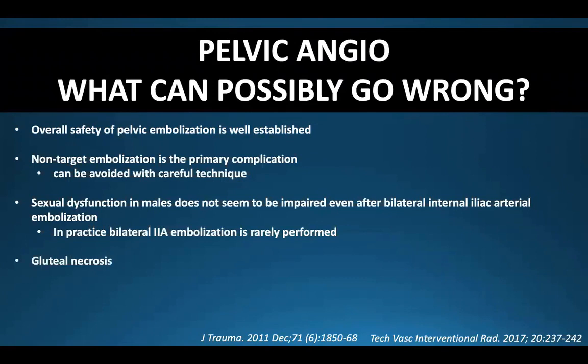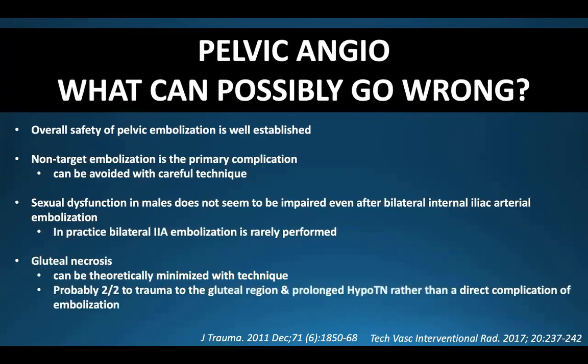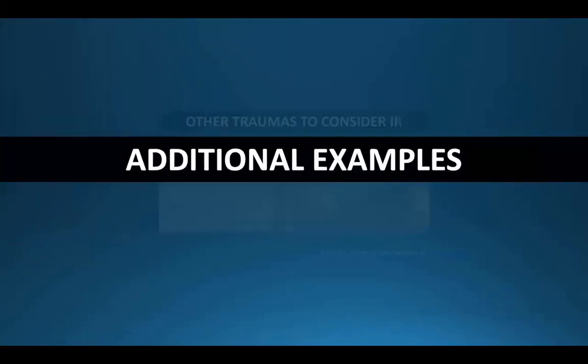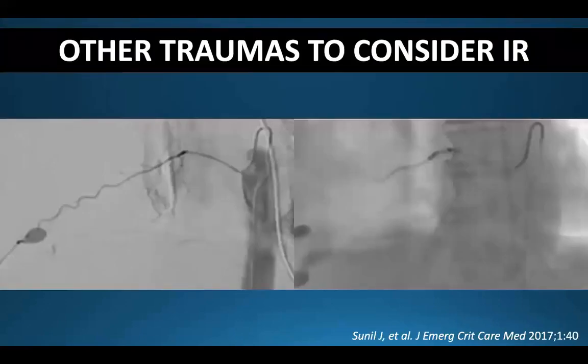Gluteal necrosis can be theoretically minimized with technique, again, as long as you don't embolize both internal iliac arteries completely. But it's been shown to be probably related to trauma to the gluteal region and prolonged hypotension rather than a direct complication of embolization. Some additional examples where IR can be helpful.